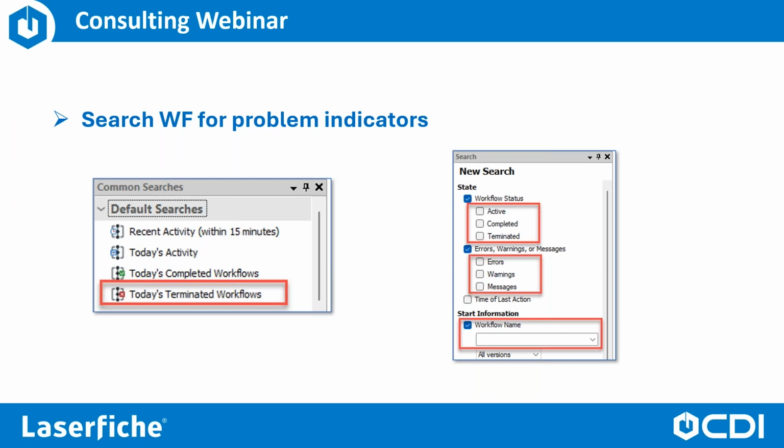In the example screenshot here, we can see that you can search in the Workflow Designer tool for a workflow status, any errors, warnings, or messages. We can search for all workflows or a specific workflow that has any of these properties. It's a really great tool. It's almost like searching in the repository for content, but yet it's related to workflow in the Workflow Designer. So it's a really great tool for searching for problems that you might be finding in workflow.